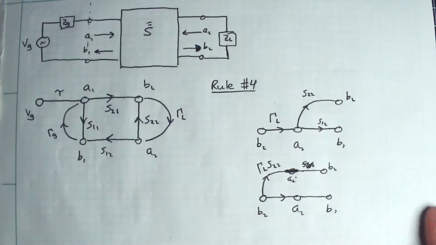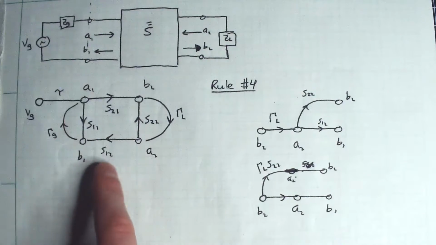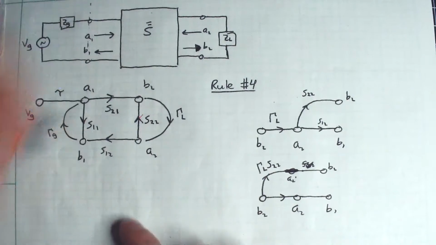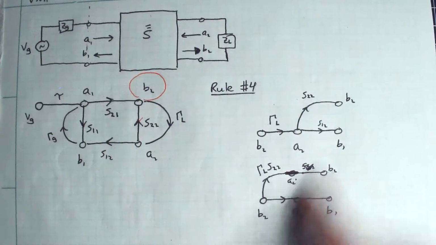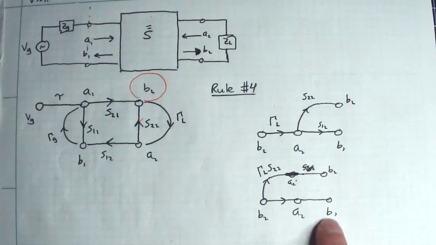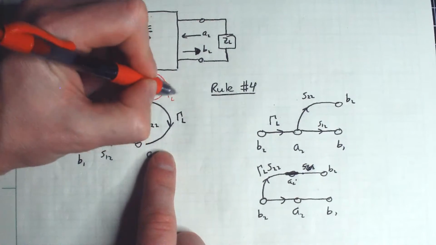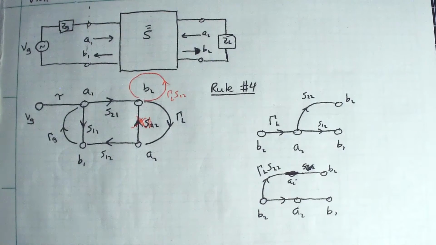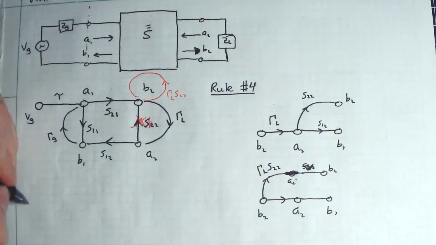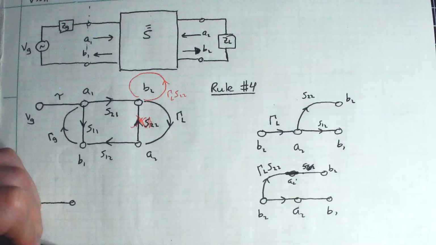So in other words, what I can do is I can break this node here. You imagine breaking that apart here and creating a loop like this. This is all that we've done using rule number 4. So I'm going to draw it like this. And this will become gamma sub L S22, and you just throw this branch away here. So let's go ahead and redraw that now. So I still have these guys.